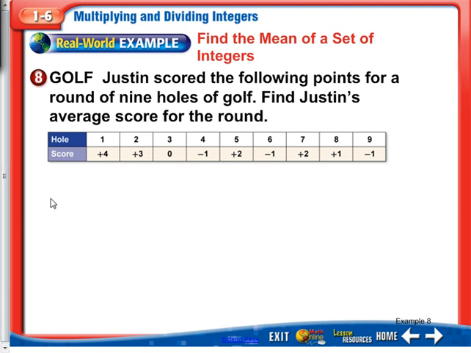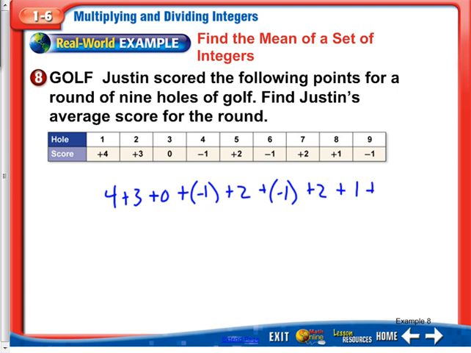All right, so in golf, Justin scored the following points for a round of 9 holes of golf. Find Justin's average score for the round. Okay, in order to find average, we have to add all of the top numbers and divide by how many numbers there are. So we know that we're going to divide by 9. All right, so we need to do 4 plus 3 plus 0 plus negative 1 plus 2 plus negative 1 plus 2 plus 1 plus negative 1, all divided by 9, since there were 9 holes.